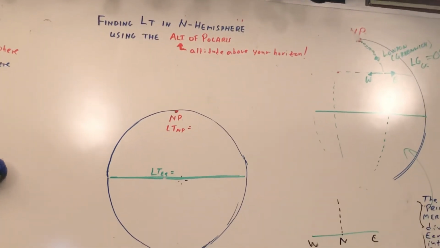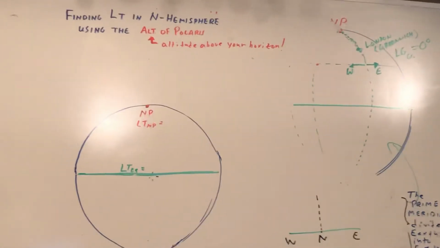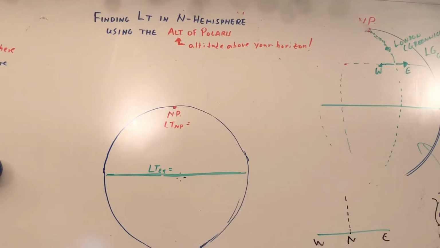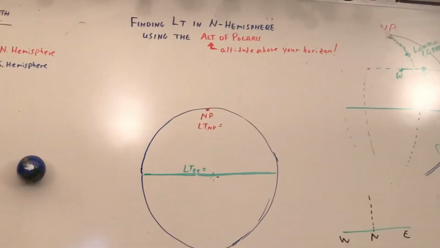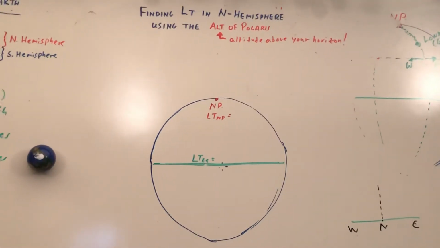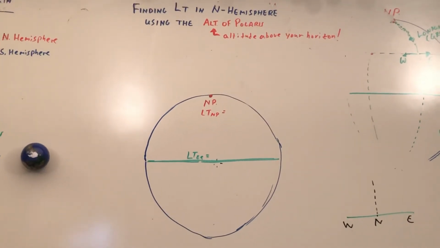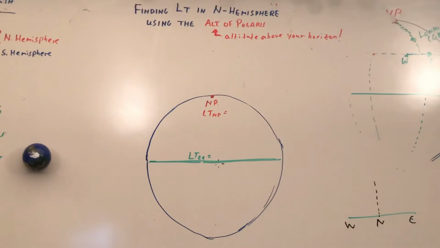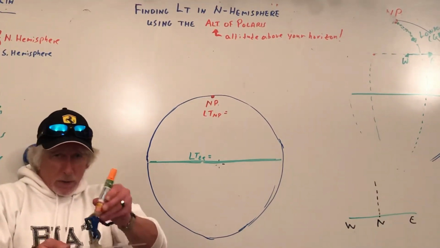It changed it because finding the latitude in the northern hemisphere can be done relatively easily. You have to remember two things, and that's why we reviewed that: latitude and altitude. Latitude is how far north or south of the equator you are. Altitude is the angle up from your horizon.